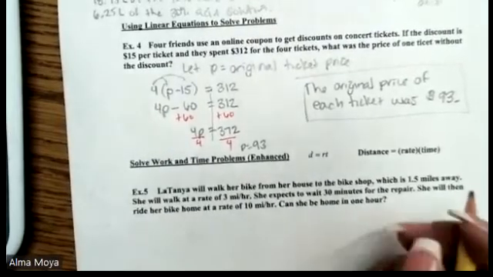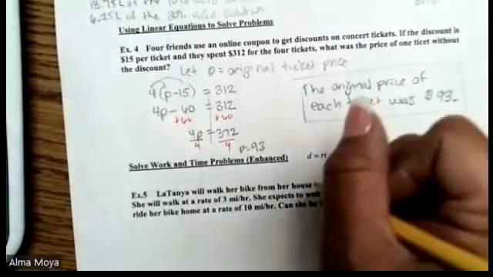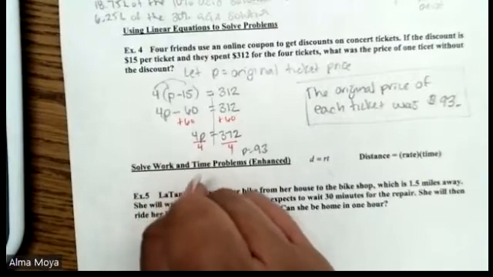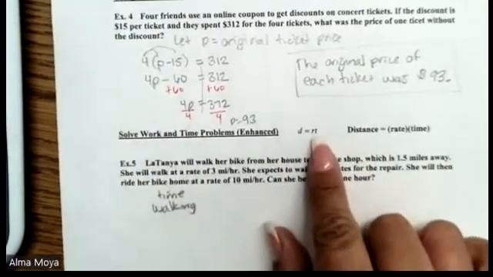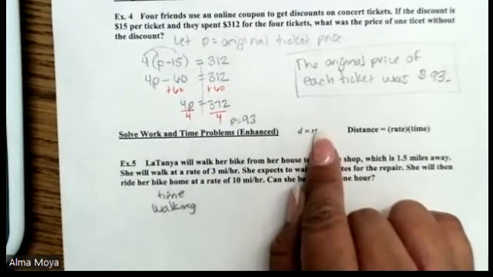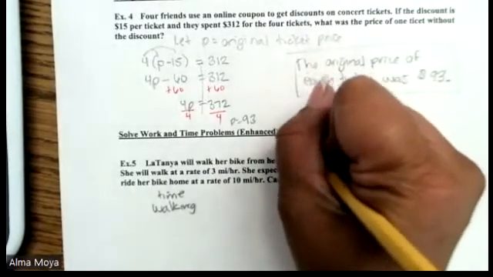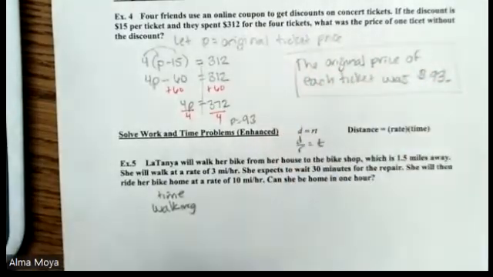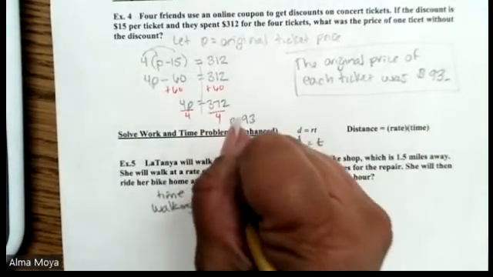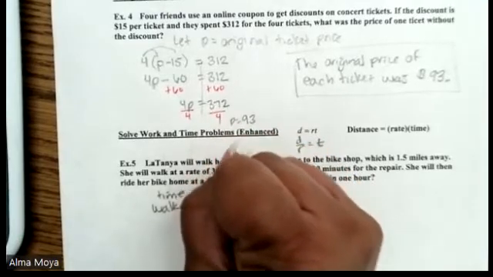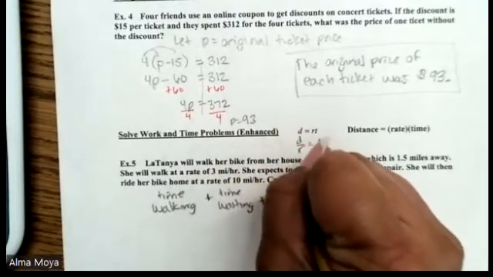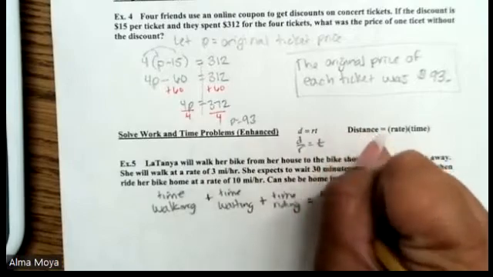So right here, we're going to take the time walking. Since we're looking for time here, see how that says D equals R times T? If you're trying to solve for T, the opposite of times R is divide by R. So D over R equals the time. So we're going to take her time walking, the time waiting, and the time riding.